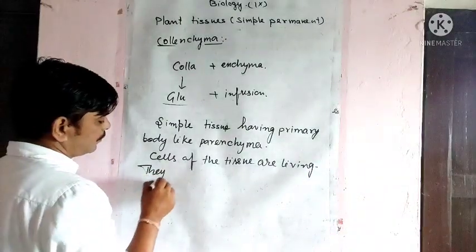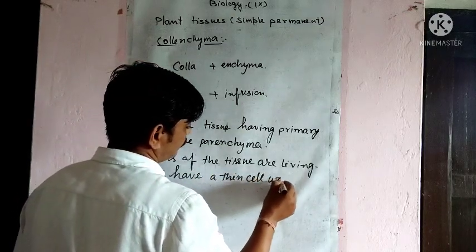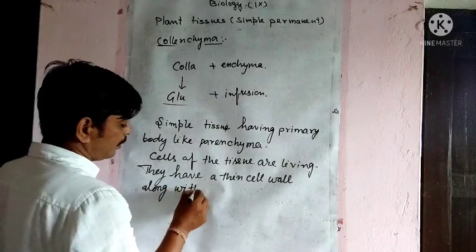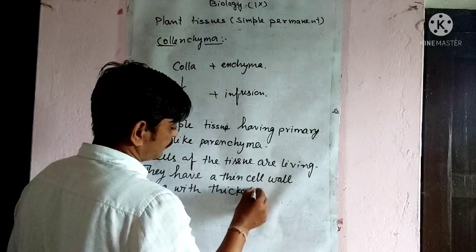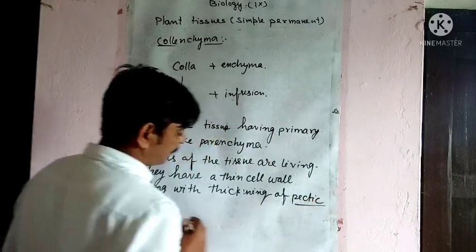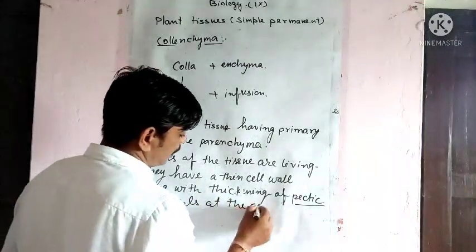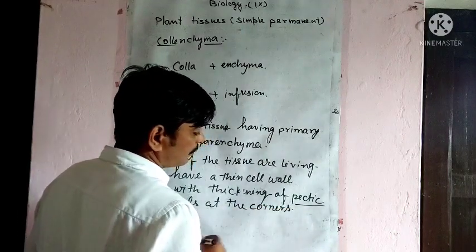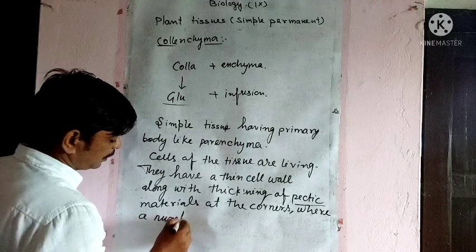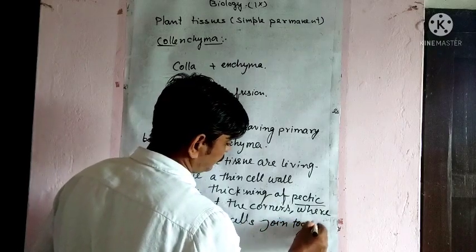They have a thin cell wall along with thickening of pectic materials at the corners where a number of cells join together.